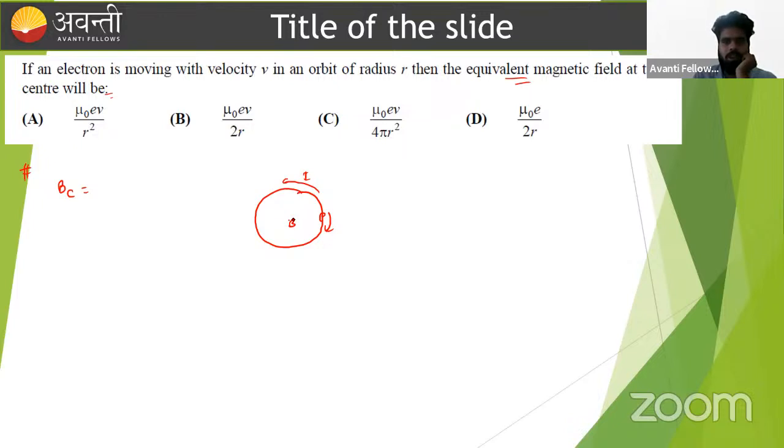Beta, if this radius is small r, sir, mu naught I upon 2r. If number of turns is not given, then we can consider the number of turns is 1. Okay sir, but this formula I is not given in any option, then what we have to do? Sir, we know that I is nothing but charge per unit time. So how we can write down the current? That is, magnitude of charge divided over time. I hope this is clear.